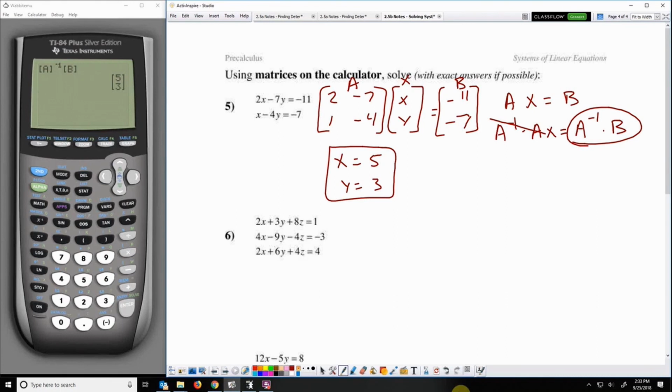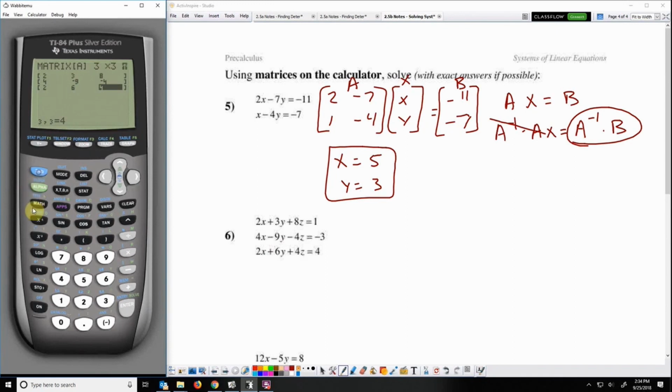Okay? So that means as we go to number 6, I can go back to matrices, we'll edit matrix 1. This time I'm doing a 3 by 3 system, so I need a 3 by 3 matrix, and it's 2, 3, 8, then 4, -9, and -4, and 2, 6, 4. You have to be very careful because if you miss one sign or one number, this whole thing will get thrown off.